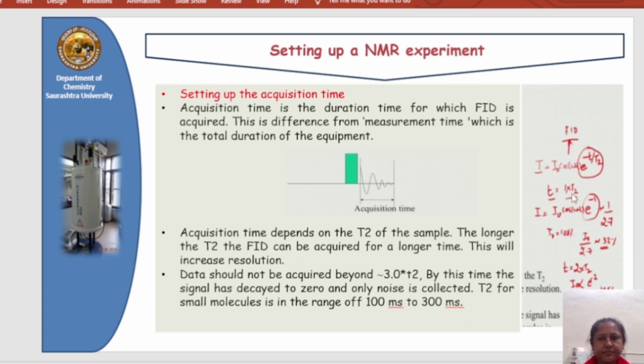Here I have given some calculation related to that. T2 is some point is 0. Recording the NMR signal depends on T2. Therefore, it is necessary to know what T1 and T2 are for recording a sample. Intensity of FID, I, is equal to I0 cos omega, where omega is the angular frequency, times exponential of minus T upon T1 minus T upon T2.